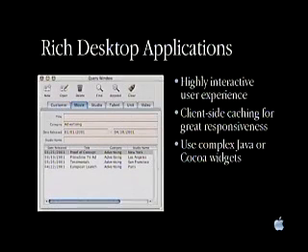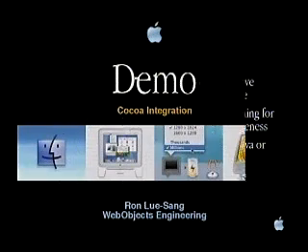HTML is great for a lot of browsing and for the greatest possible reach, but often you want to have a much richer, highly interactive user experience, which has client-side caching for great responsiveness, very live, active controls, and very sophisticated and complex widgets. So to do that, we've provided a number of tools for integrating both Java and Cocoa technology with WebObjects 5. And to demonstrate that, I'd like to invite up Ron Lusong from WebObjects Engineering. Ron?